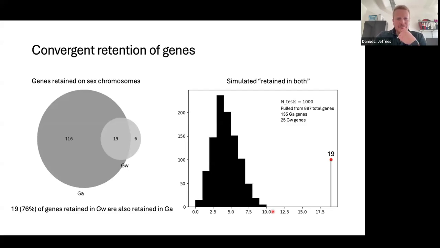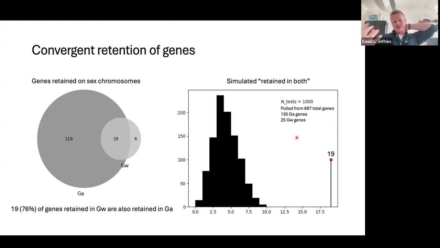So just quickly, as you know, the number of genes retained on the black-spotted sex chromosome is very low. There's only about 25 of them compared to about 135 in the 3'. But of the 25 that are left in black-spotted, 76% of those, so 19 of them, are also retained in the 3'.